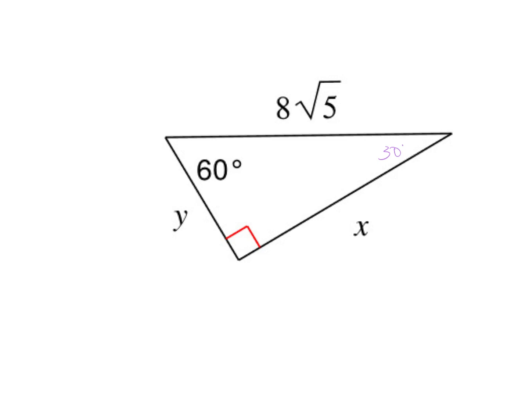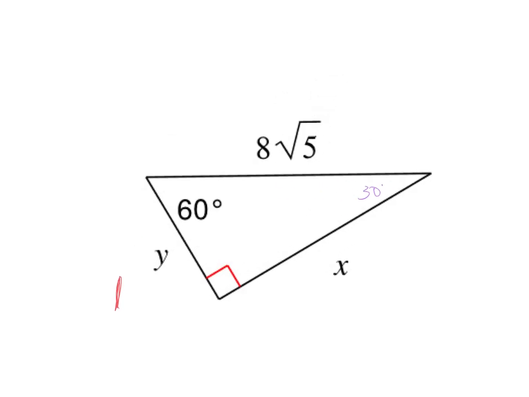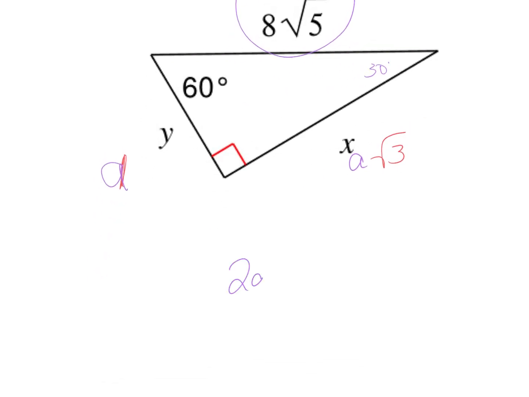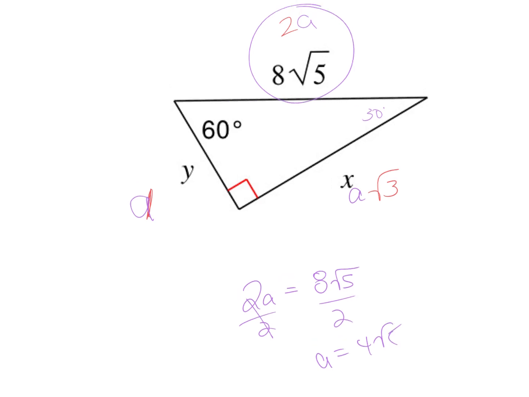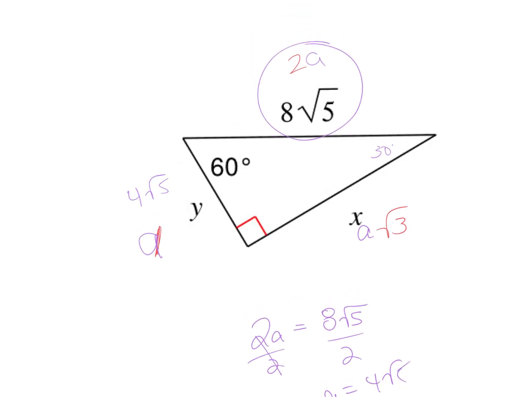All right, my pattern. The side across from 30 is my 1. The side across from my right angle is my 2. And the side across from 60 is my root 3. So stick your letter in there. I have A, 2A, and A root 3. So where's my little equation? 2A equals 8 square root of 5. Okay, it's not great, but that's okay. All right, so what do we do? Divide it by 2. So I have A equals 4 square root of 5. Okay, so this side, guys, is 4 square root of 5.